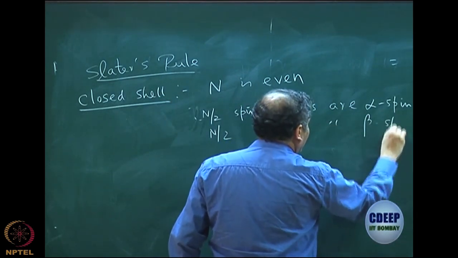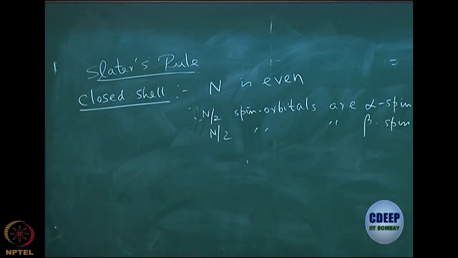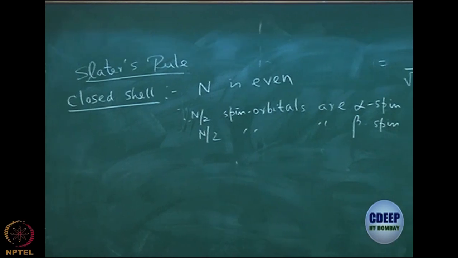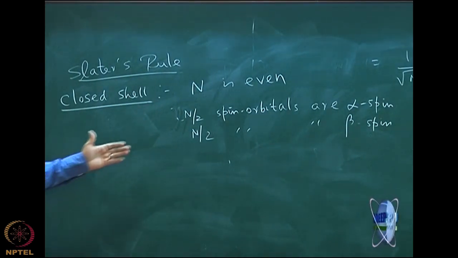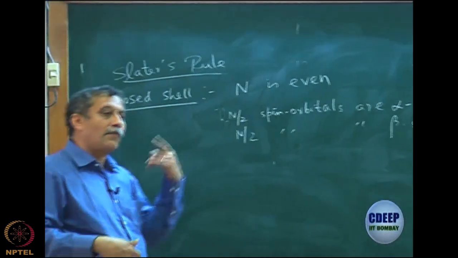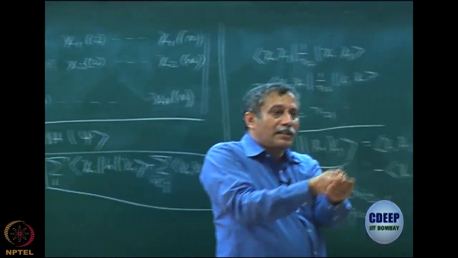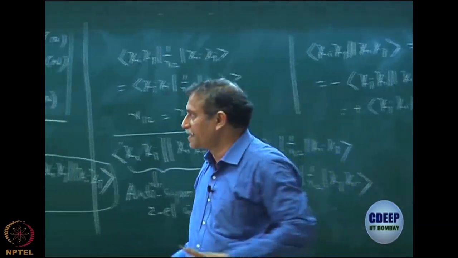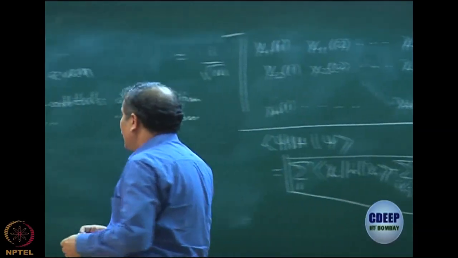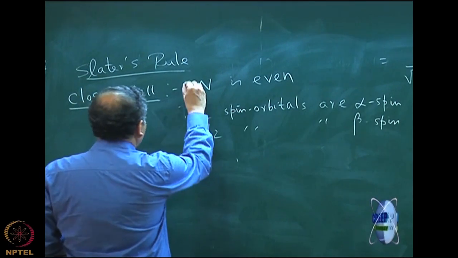Is it clear? Because each spin orbital has a spin part and a space part. So the spin part, half of them is alpha spin, half of them is beta spin. When I am discussing spin orbitals, it is very clear how the electrons are oriented. If a spin orbital is alpha spin, that means the electron in that orbital is up spin. So that is very clear from the discussion. Then each of these spin orbitals has a space part. So that's number one.